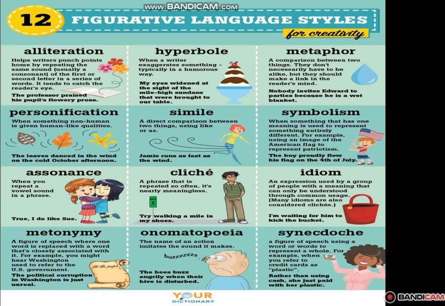Maybe you can show an example of idioms in Indonesia. Okay, next we come to metonymy. Metonymy is a figure of speech where one word is replaced with a word that's closely associated with it. For example, you might hear Washington used to refer to the U.S. government. So Washington is a small thing representing the big thing, the US government.